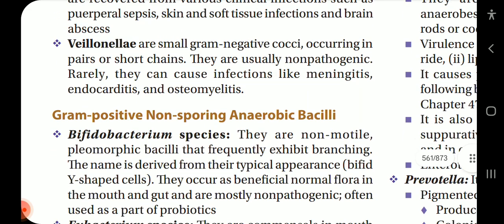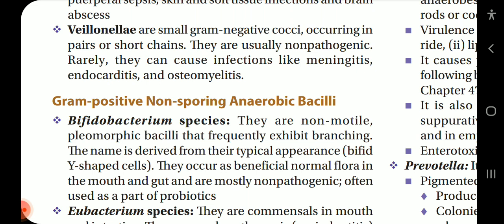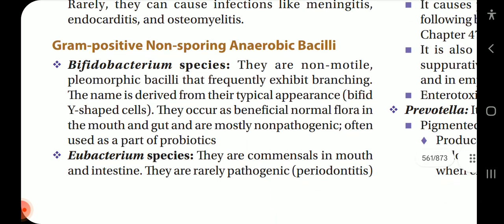Veillonella are small gram-negative cocci occurring in pairs or short chains. They are usually non-pathogenic. Rarely they can cause infections like meningitis, endocarditis, and osteomyelitis.